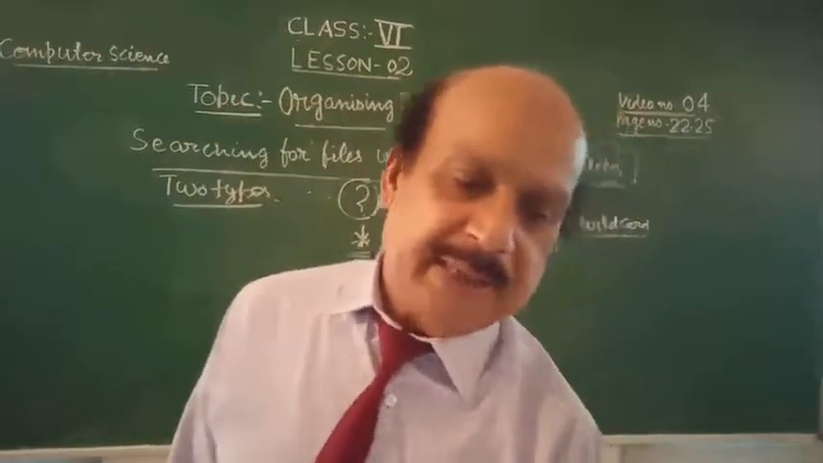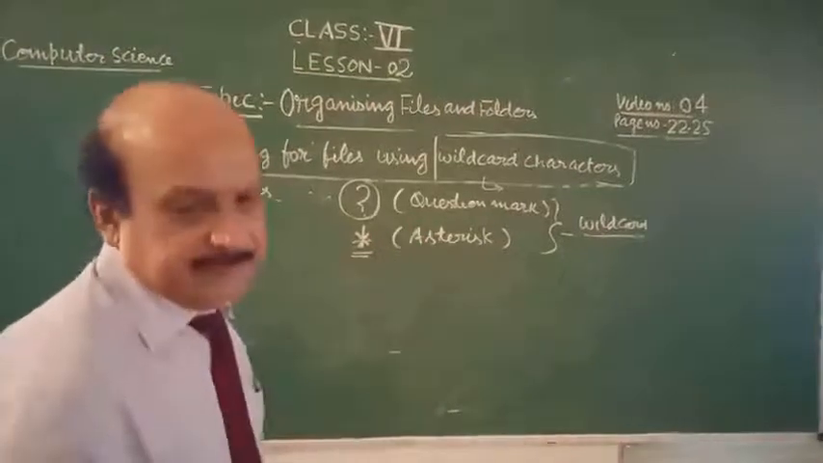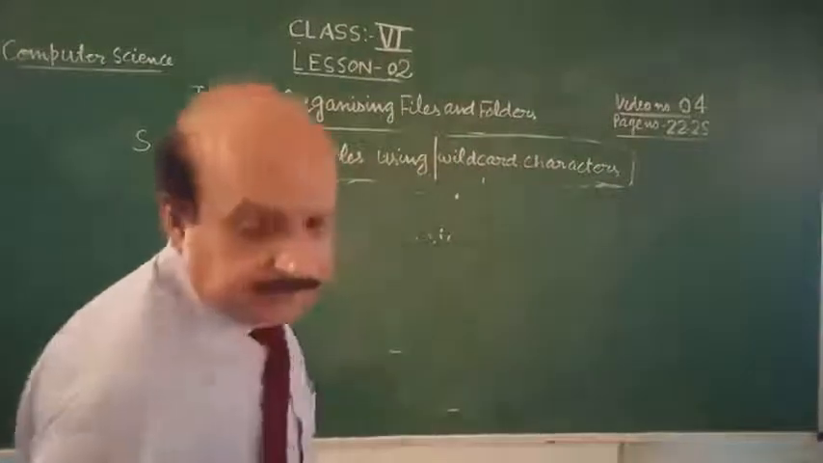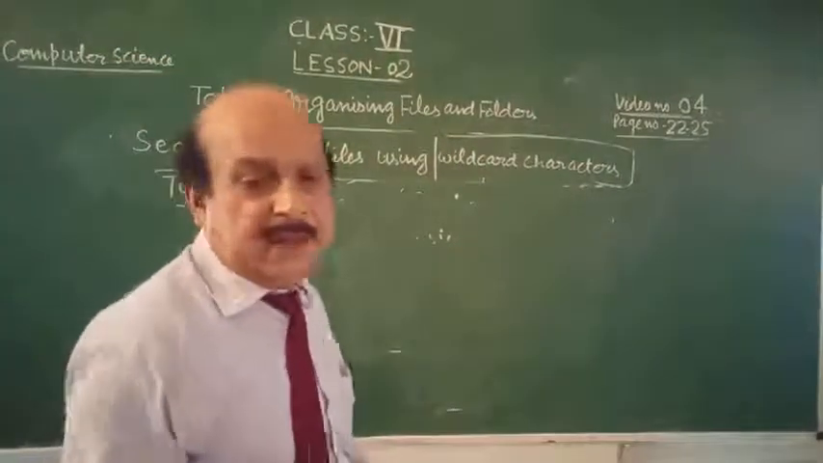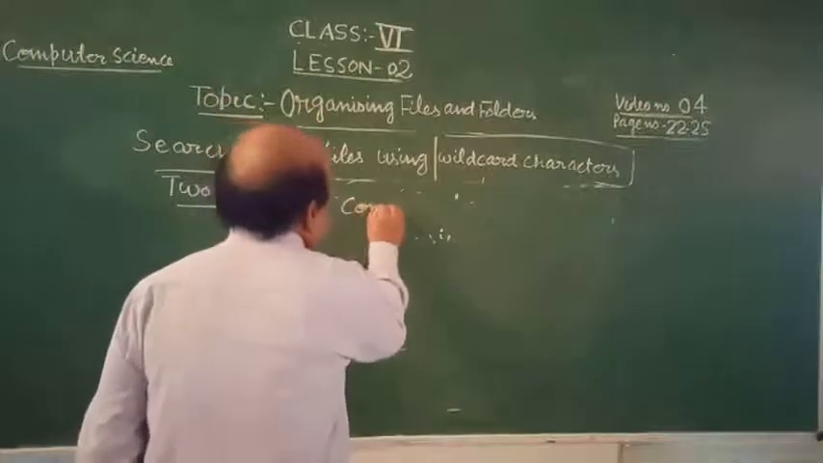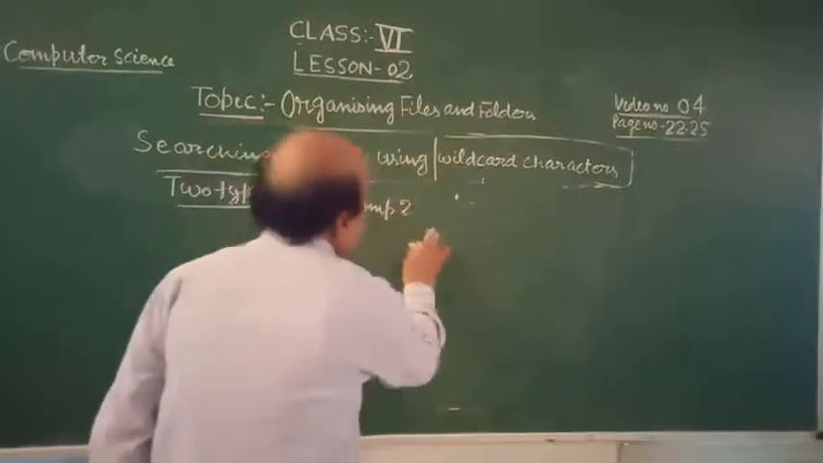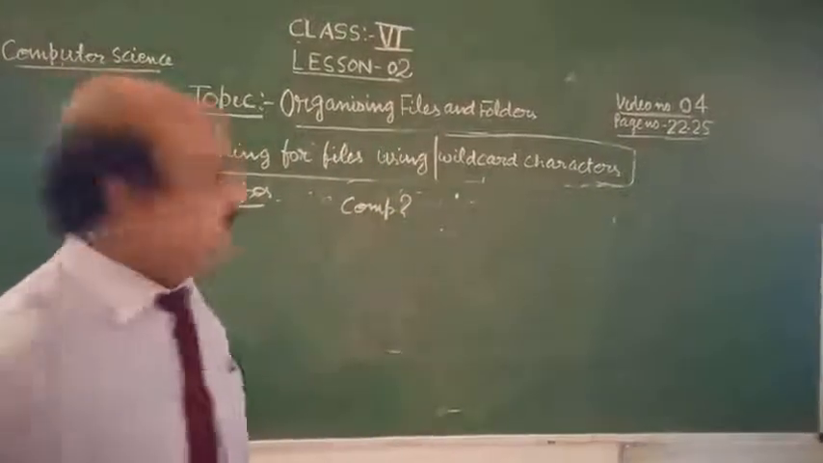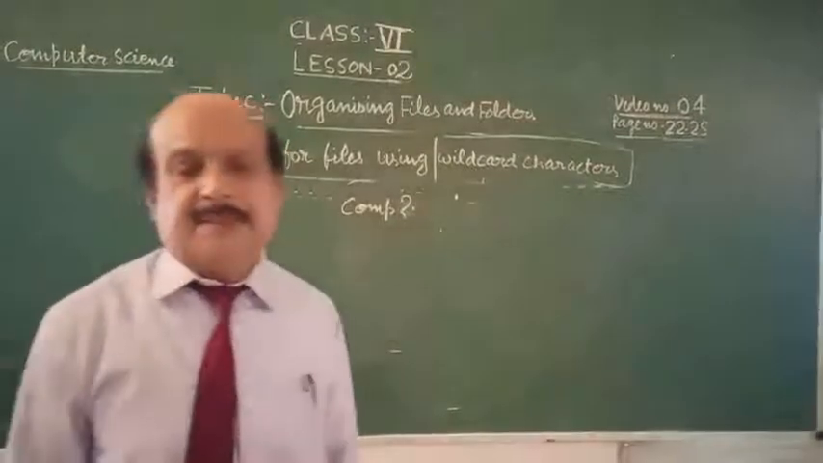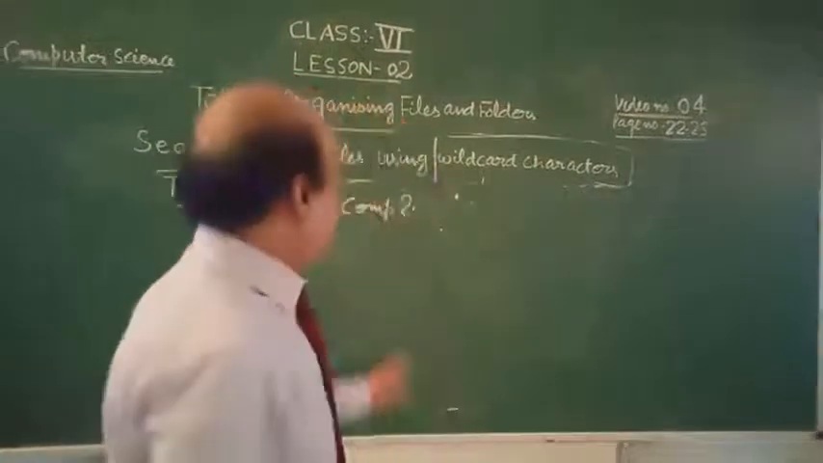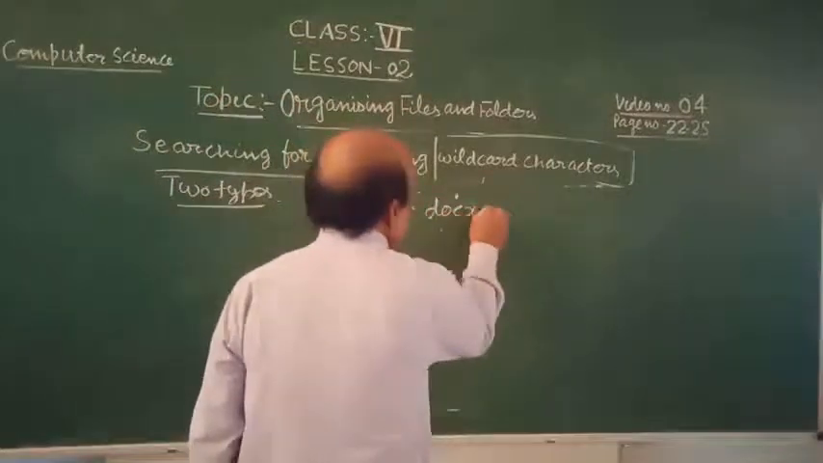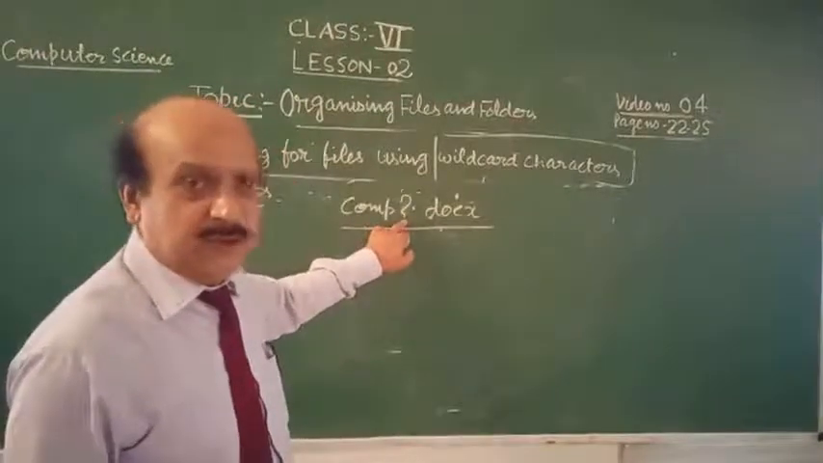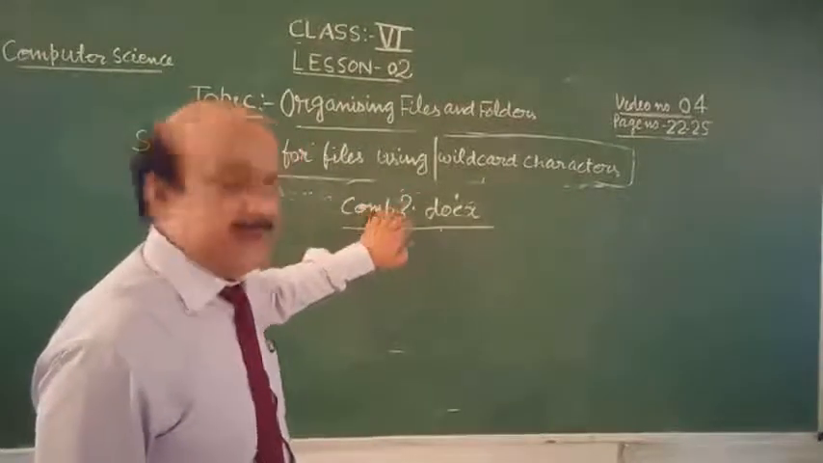First of all, I am taking an example of the interrogative sign, so it will be clear. See here, first, comp, C-O-M-P, then in place of the asterisk, the interrogative sign. First I am describing the interrogative sign. Comp, a question mark sign, and dot D-O-C-X. Just as I told you, when you are using the interrogative sign or question mark sign, only one character can be replaced here.